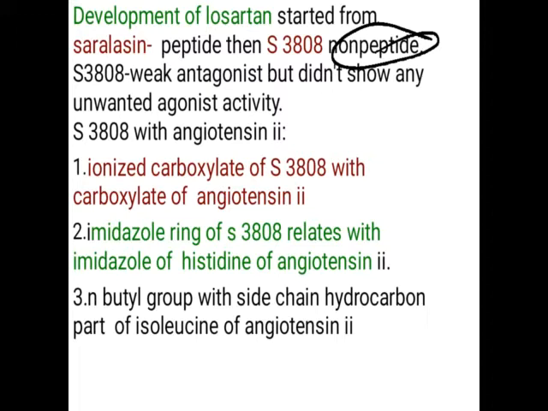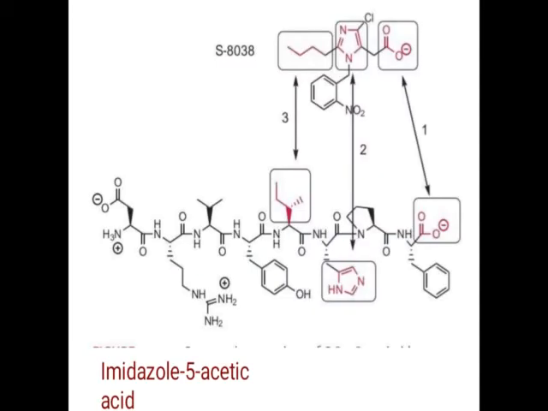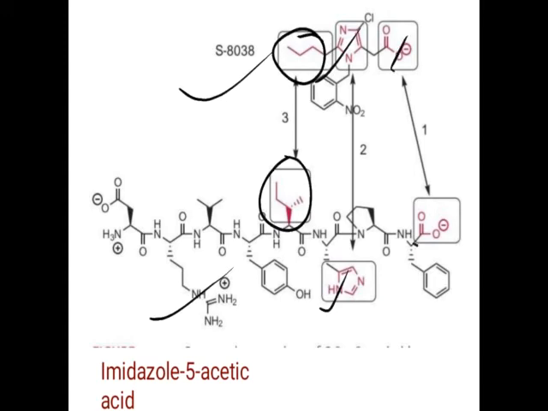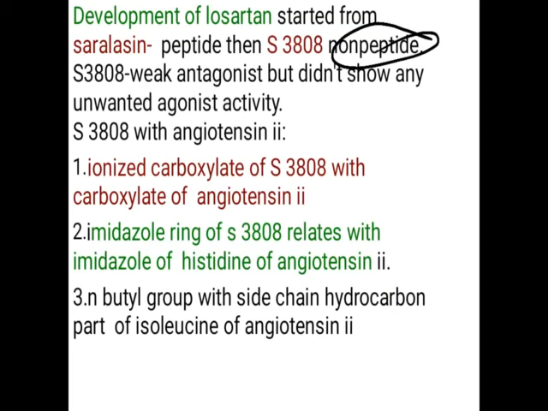That was the disadvantage. Then they found that there are some structures present in S3808 which correlate with angiotensin 2. So this is the angiotensin 2. They found a butyl chain here, and a butyl chain is also present here. An imidazole ring is present here, and here is also imidazole. Here a carboxylate, and here is also a carboxylate.